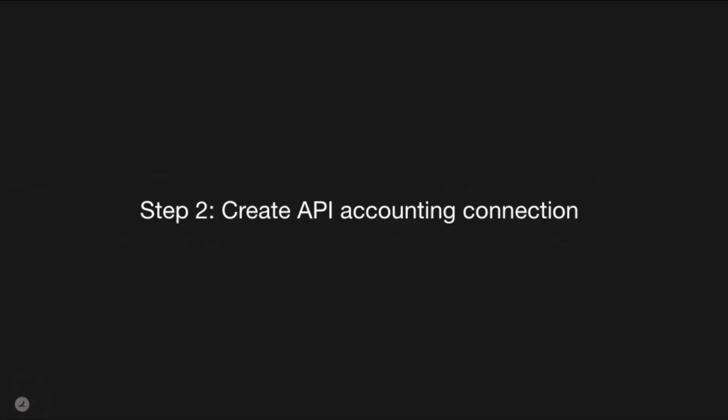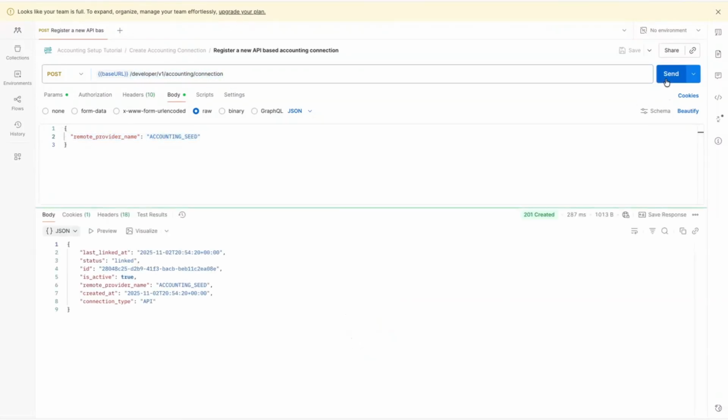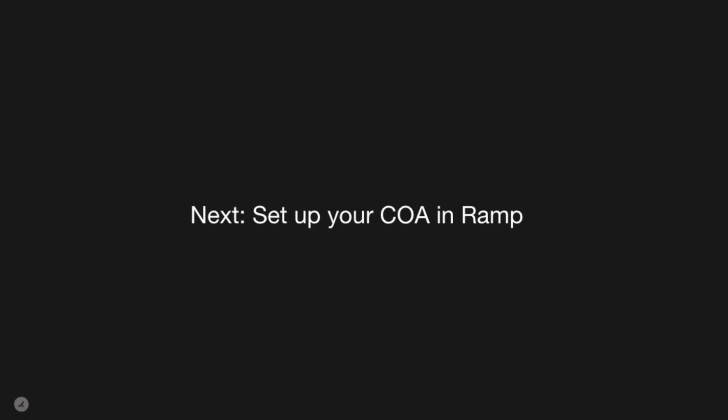Once the accounting connection is disconnected, you can create an API accounting connection by calling the Post Accounting Connection endpoint. This endpoint also requires the accounting write scope. Now that you've established the API accounting connection, you're ready to start building your accounting integration with Ramp. The next step will be programmatically uploading your chart of accounts from your ERP into Ramp, and we will cover this in the next video.